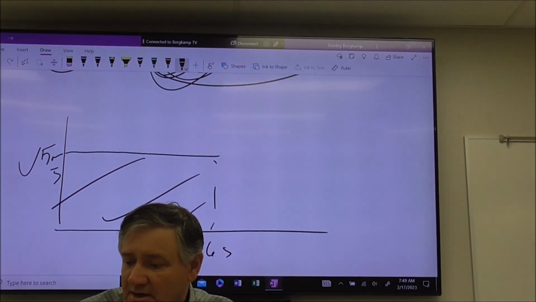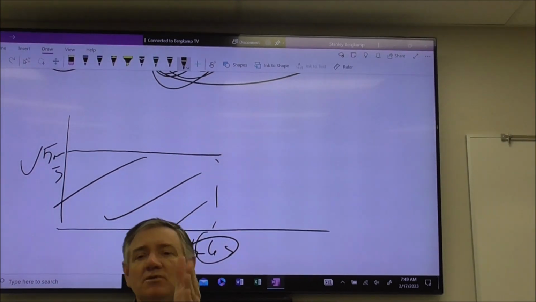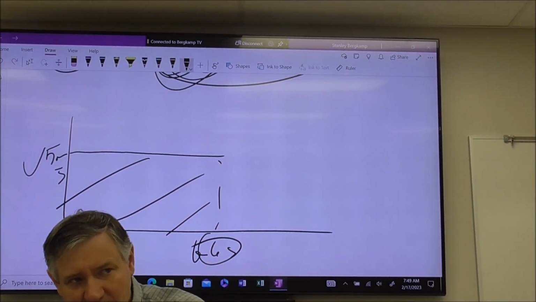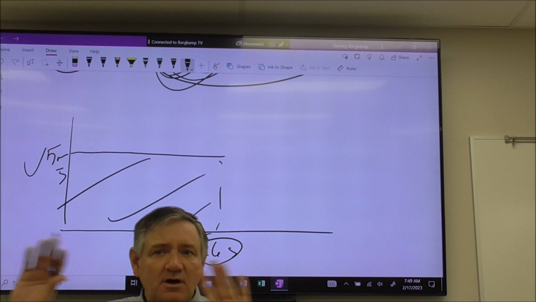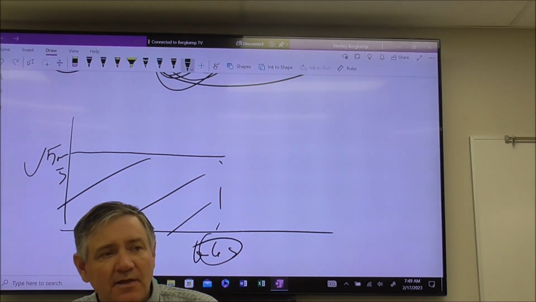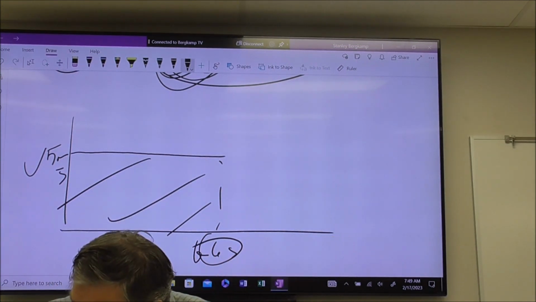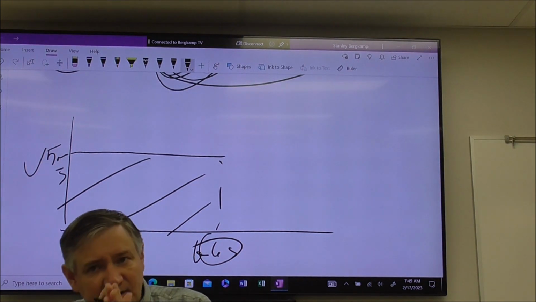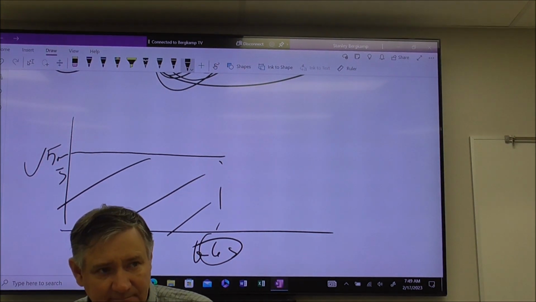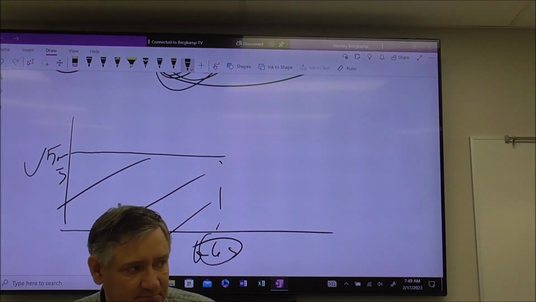That 6 seconds is how long it's being pushed at a constant velocity. That isn't how long it's taking to slow down. That's how long it has moved at a constant velocity of 5 meters per second. Okay? Cool with this? Got it.